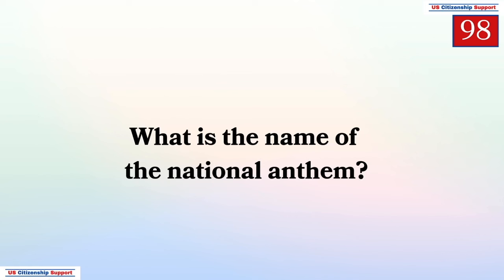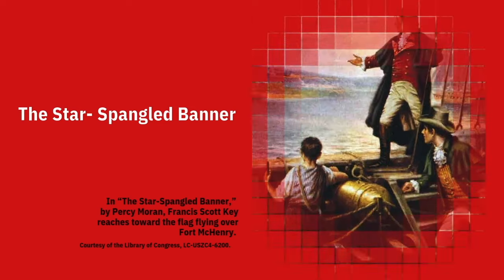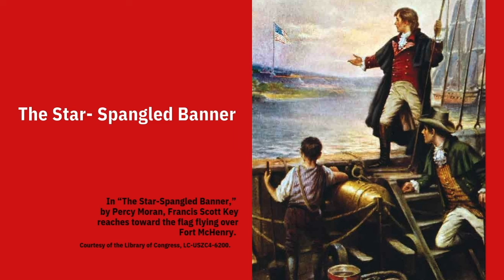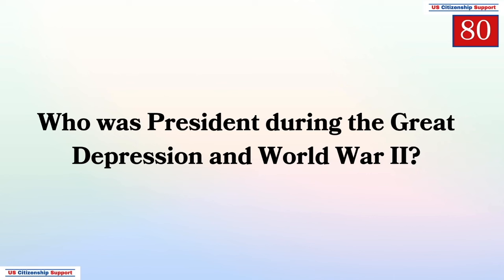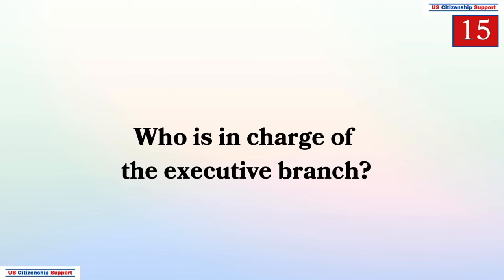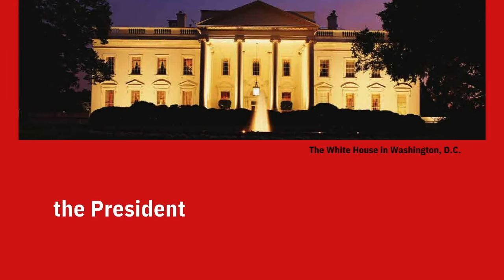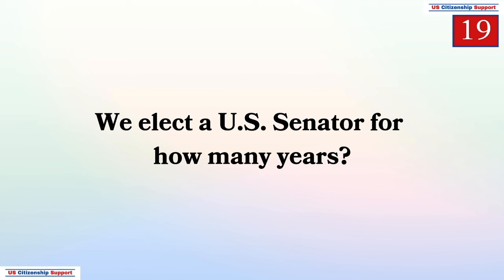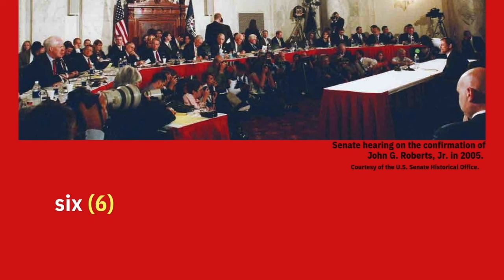What is the name of the national anthem? The Star-Spangled Banner. Who was president during the Great Depression and World War II? Franklin Roosevelt. Who is in charge of the executive branch? The President. We elect a U.S. Senator for how many years? 6.